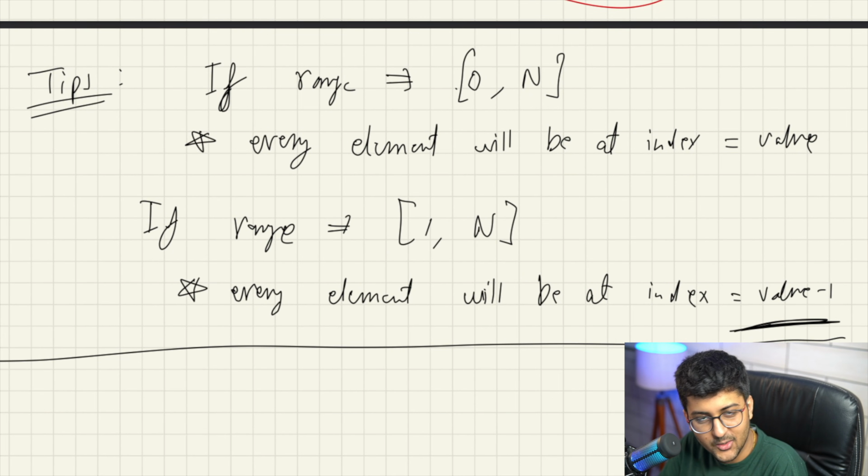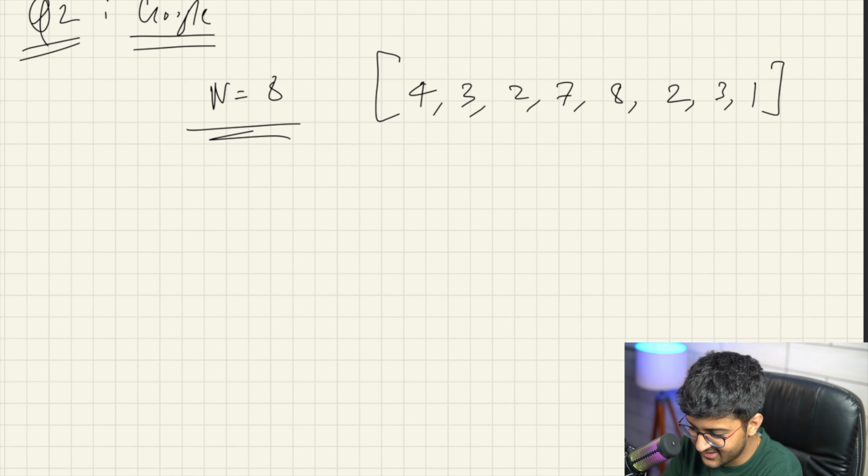If the numbers are from 0 to n, try to look at the sorted version and see where every element is lying. Every element is lying at the index equal to the element. If it's starting from 1, every element will be lying at index equal to the element minus 1, because index starts from 0. That's it. It's very common sense. I don't think I should explain it again and again.